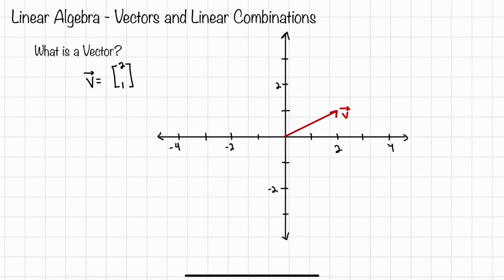Hello everyone, today we will be learning about a topic from linear algebra, which is vectors and linear combinations. So to start off, what is a vector? A vector is a matrix with a single column.